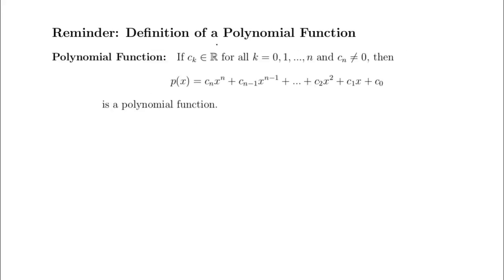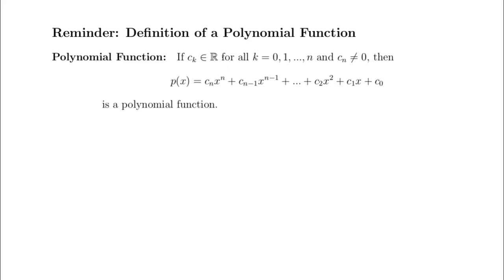Here's a reminder of what a polynomial function is. Remember, these c sub k's are all just real number coefficients. And then we multiply those by variable x raised to some exponent. And we call n the degree of our polynomial. All of our exponents are just these nice non-negative integers that we have. Cool, so this is a polynomial function.